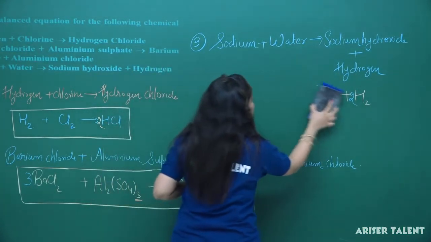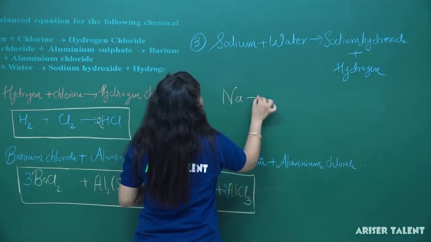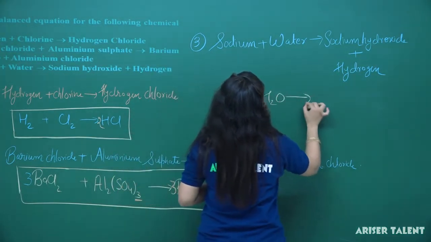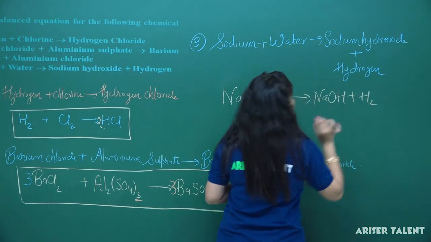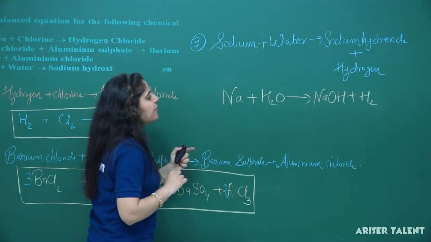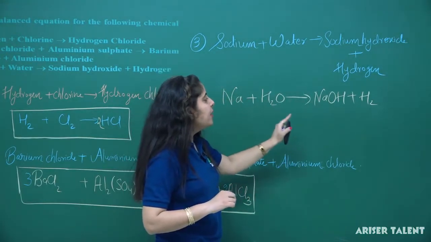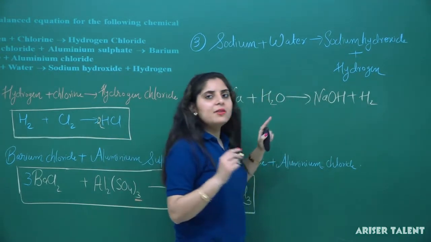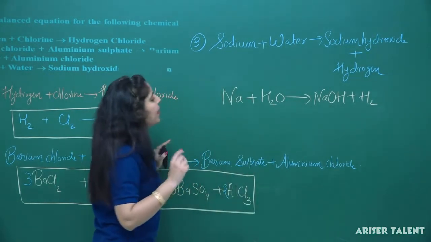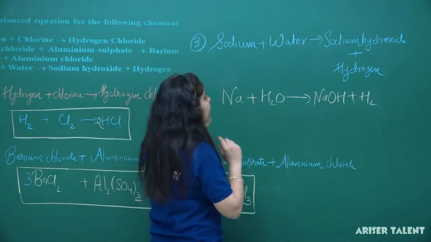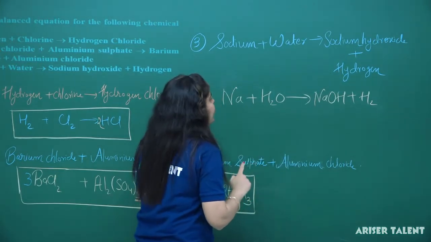So we will again write this equation as sodium plus water gives sodium hydroxide plus hydrogen. Again we are balancing the equation. Now Na is 1, Na is also 1 here. H2 is provided with 2 molecules, so 2 plus 1, we are getting 3. O is 1, so that is balanced. Now we have to balance only the hydrogen in this sequence. So the hydrogen here is 2 plus 1, that is 3, and here it is 2.